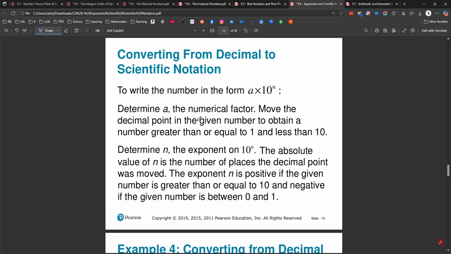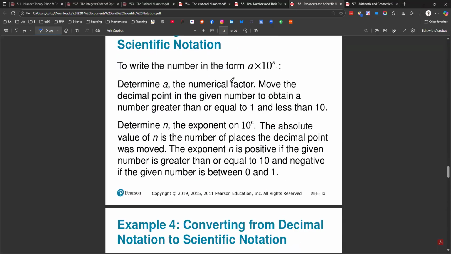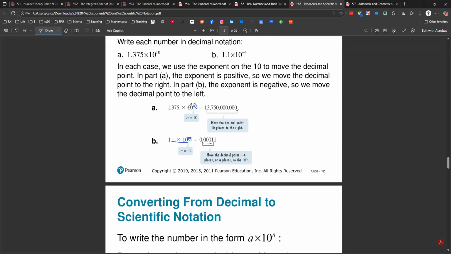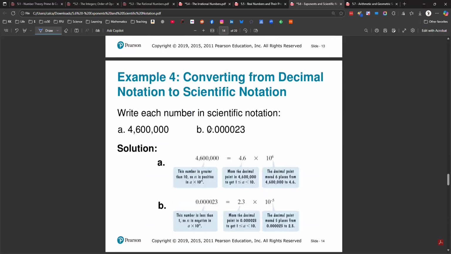Converting from decimal to scientific notation then is just a matter of knowing what direction and counting. So if you're moving it to the right, you're going to have a positive exponent. And if you're moving it to the left, it's going to be a negative exponent. So undoing that, if you're moving this from left to right in this direction, it means you're going to have a positive exponent. Okay. All right, so let's look at that.